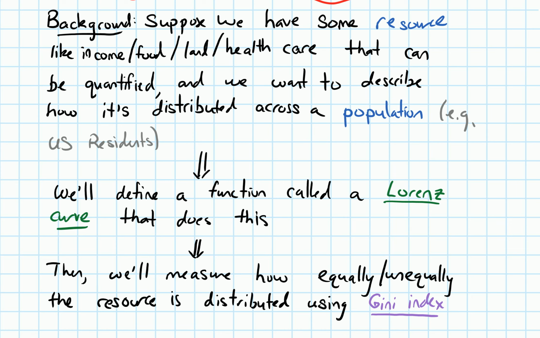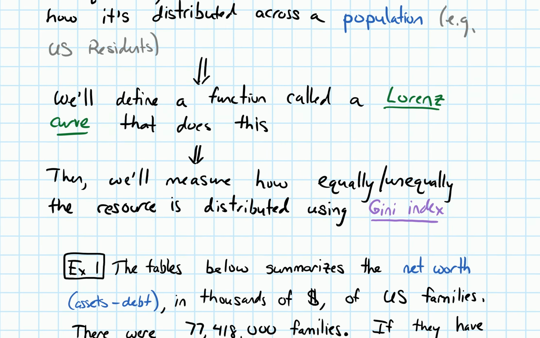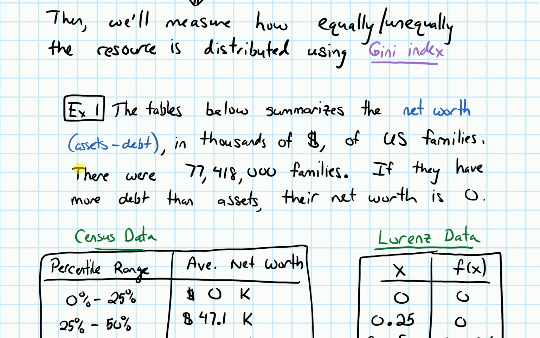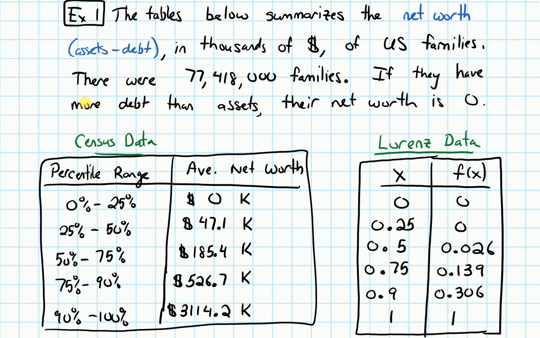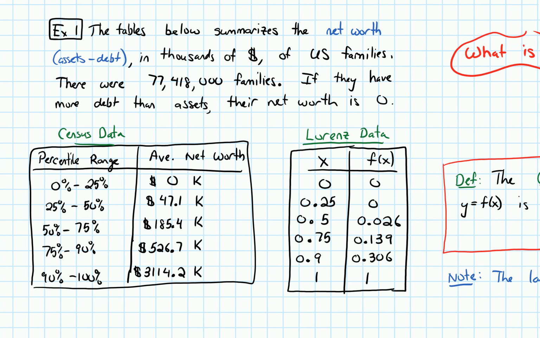All right, so I want to introduce what a Lorenz curve is through an example. Okay, so let's look at an example. I'm going to zoom it out a little bit so I can look at this better. The tables below summarize the net worth, which I'm going to measure as assets minus debt, and it's measured in thousands of dollars of U.S. families.